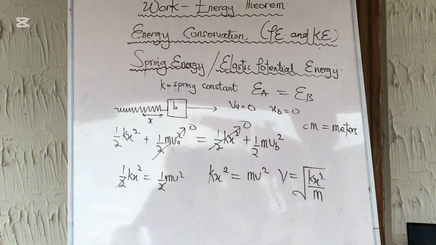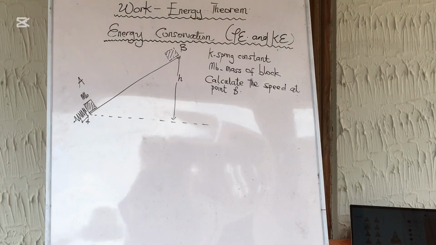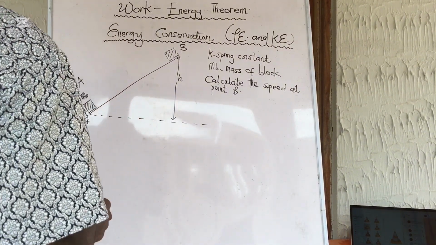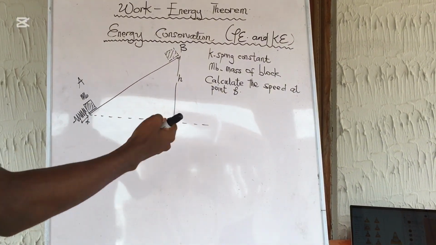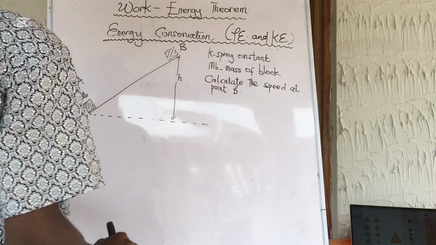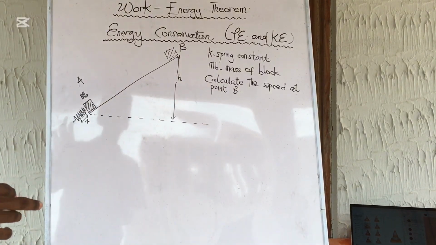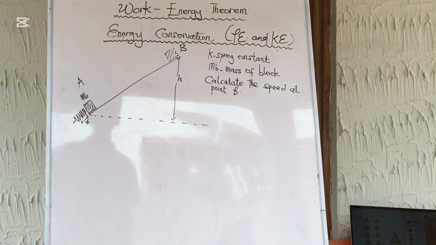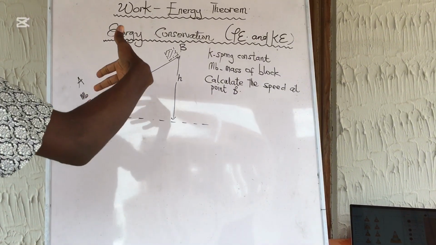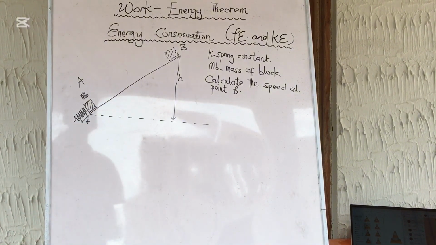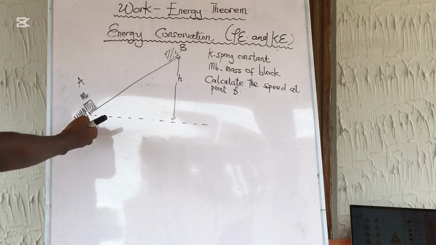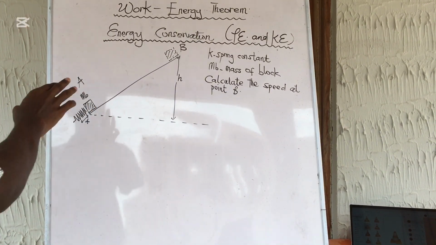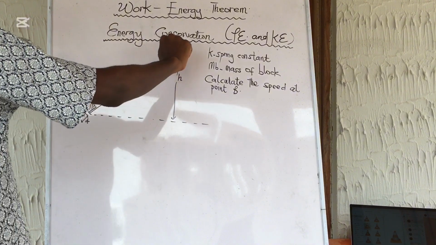Now, a question like this is a typical example of energy conservation, where they are asking you to calculate the speed at point B. So the scenario of this question is we are having a spring which has been compressed by a block here. Immediately, the moment the spring is being compressed, automatically it is having an extension represented by x. The moment the spring is being released, it's going to push this block all the way up.